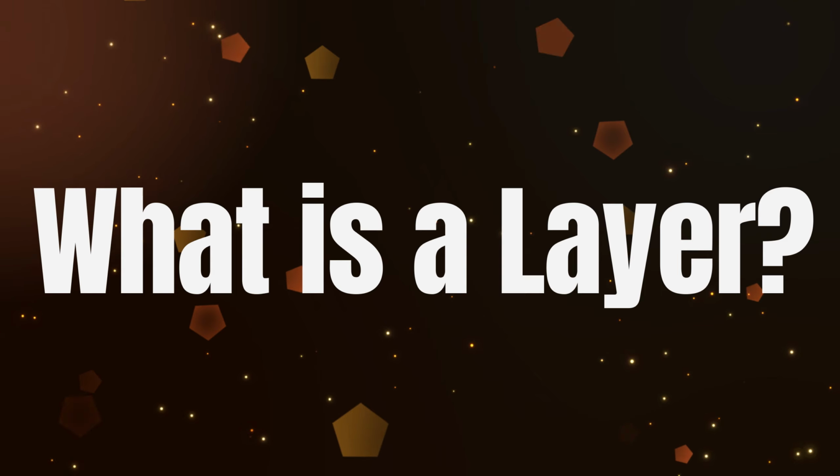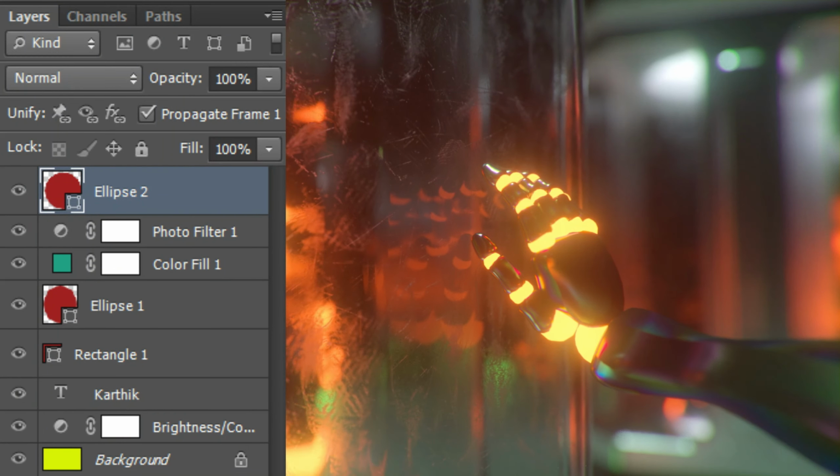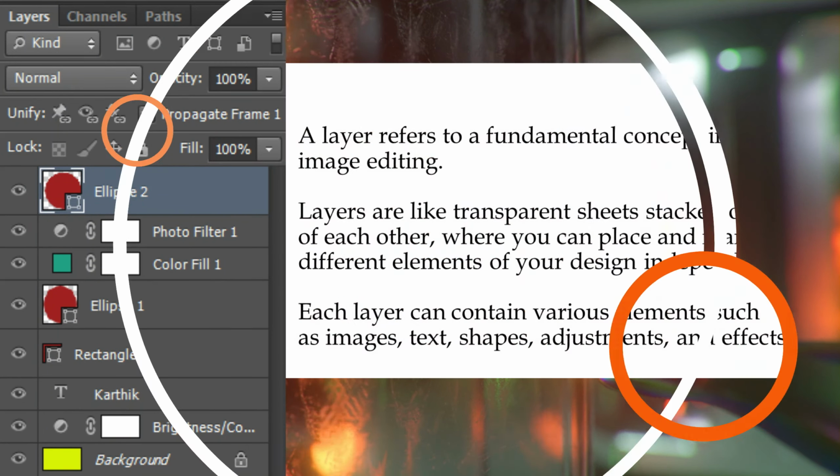What is a layer? A layer refers to a fundamental concept in digital image editing. Layers are like transparent sheets stacked on top of each other, where you can place and manipulate different elements of your design independently. Each layer can contain various elements such as images, text, shapes, adjustments, and effects.